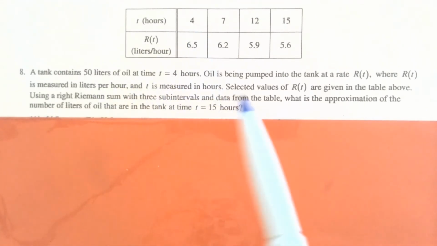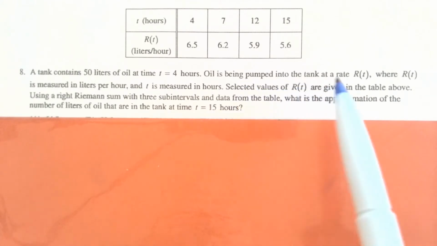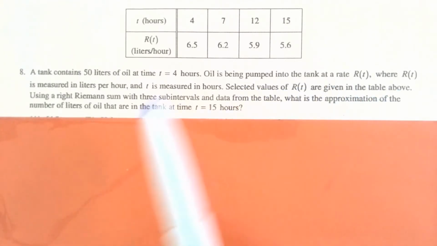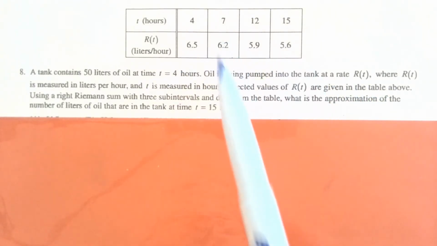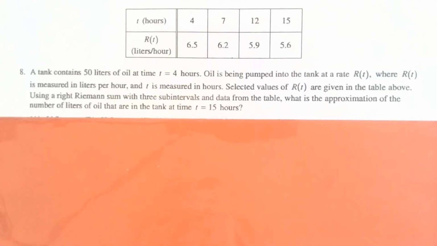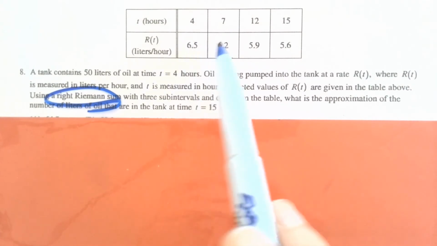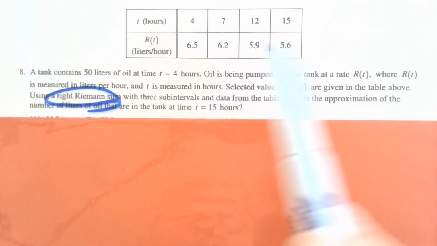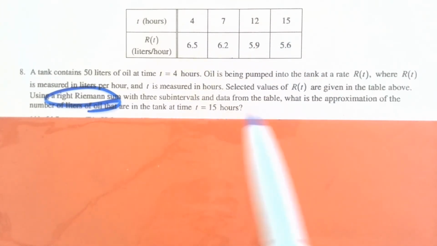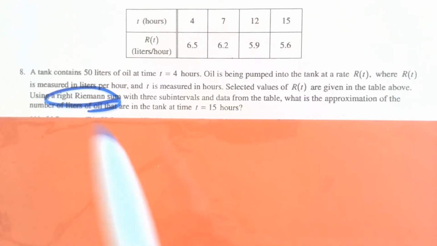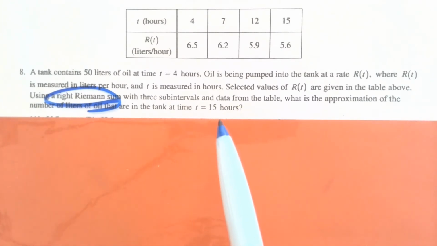So we will have to take that into account. And then it's being pumped into the tank at this rate, where it's telling us, at selected hours, what that rate is being pumped in at different hours. We're using a right Riemann sum with 3 subintervals, so we're just going to have 1, 2, 3. So just using the numbers they gave us to approximate the number of liters of oil that are in the tank at time t equals 15 hours.